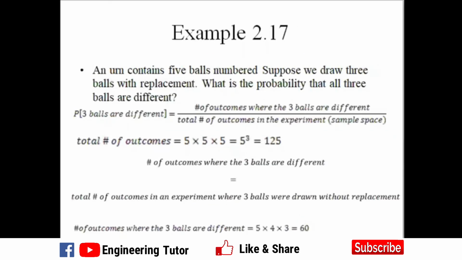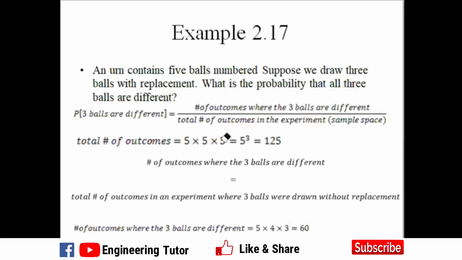There's some noise behind me, so I'm again sorry for that, but I'm trying to convey the concept behind all these terms. Okay, example 2.17, an urn containing 5 balls numbered from 1 to 5. Suppose we draw 3 balls with replacement. What is the probability that all 3 balls are different?